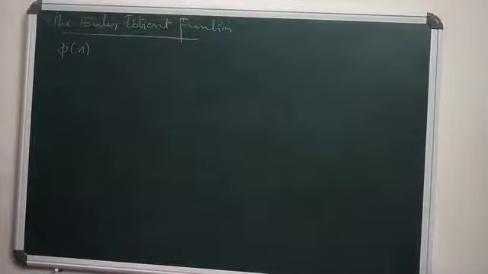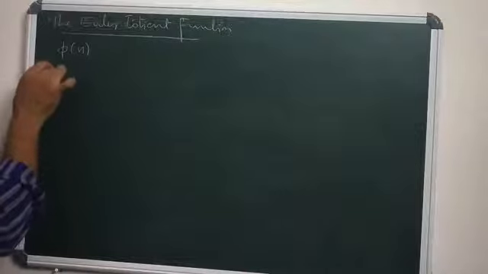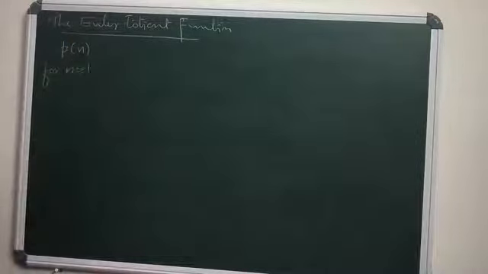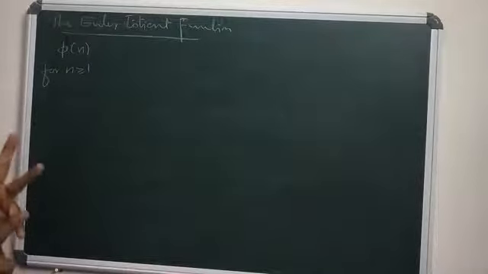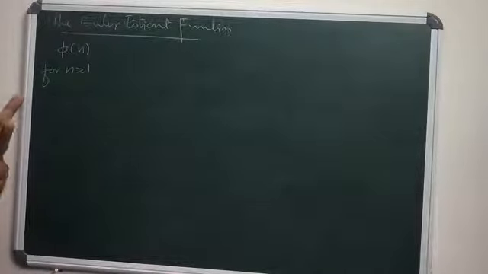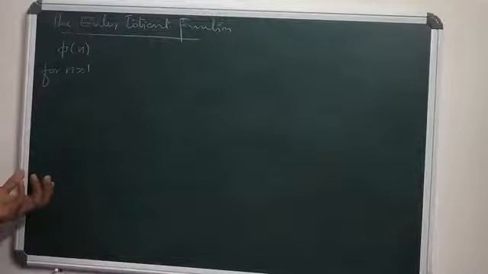So, for n greater than or equal to 1, phi of n is defined as the number of positive integers not exceeding n and relatively prime to n. Not exceeding n, relatively prime to n, there are three conditions. These are the three conditions. So that is phi of n. For n greater than or equal to 1, the Euler-Totient function phi of n is defined as the number of positive integers not exceeding n and relatively prime to n.